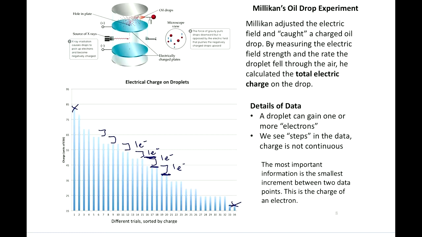Because technically, you might think, well, the smallest trial, does a droplet have to only gain 1 electron? It doesn't have to, all right? That trial could have been 2 electrons, 3, I don't know. But we see that the smallest increment was always this constant value, and that's where his brilliance comes out, all right? So it's the steps between the data.